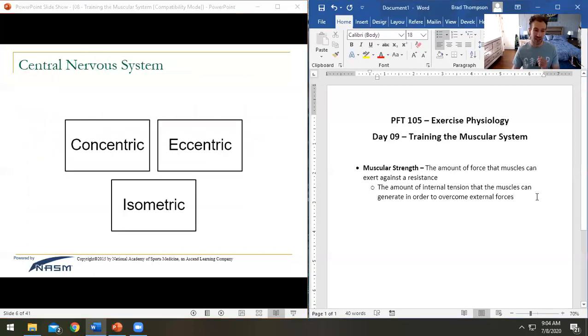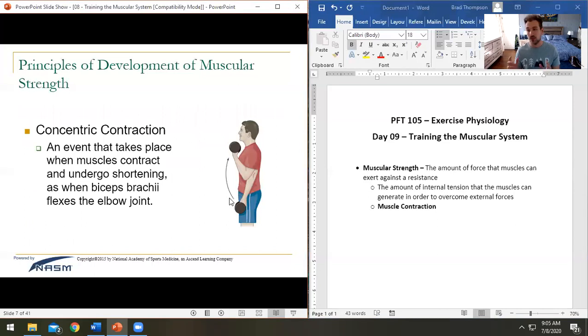But if we're looking at the ideas of strength, we do have to review our muscular contractions. A contraction is when the proteins within your muscles are binding or holding in one position, or unbinding. And for muscular contractions, we've got three types.